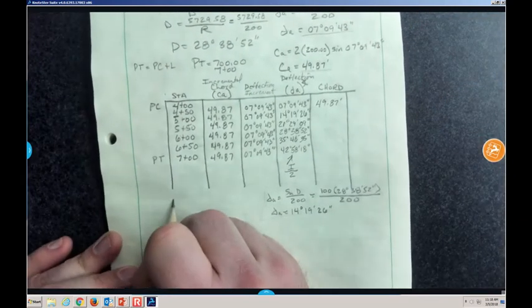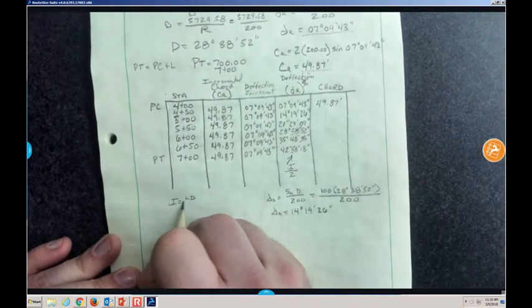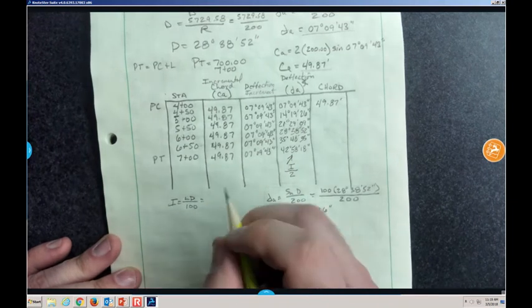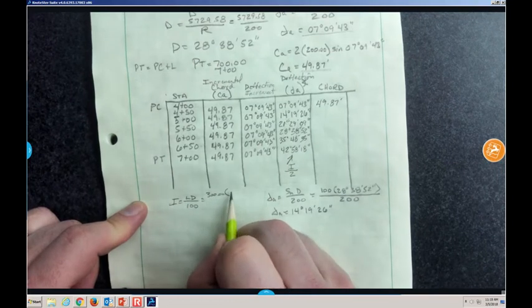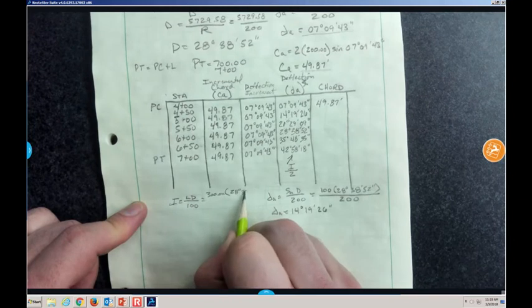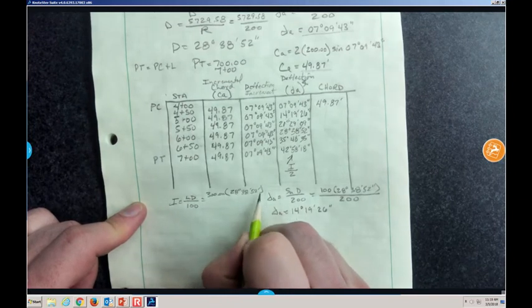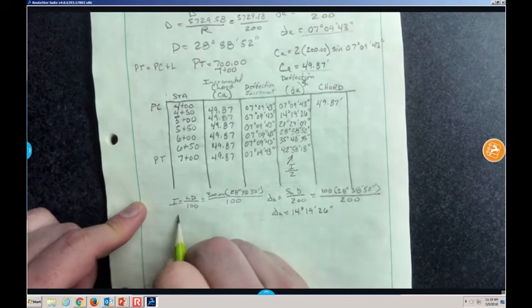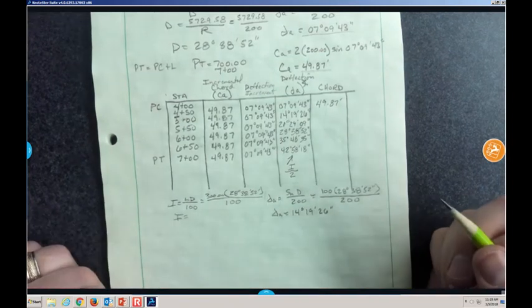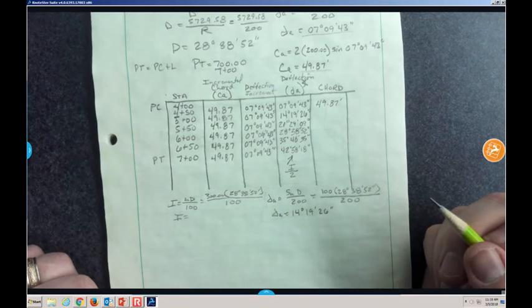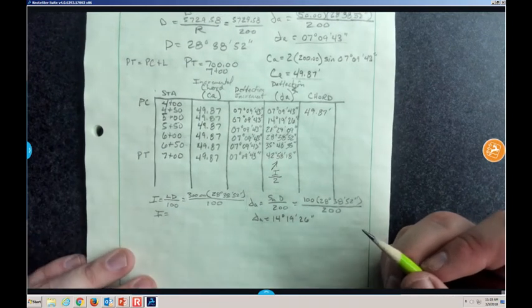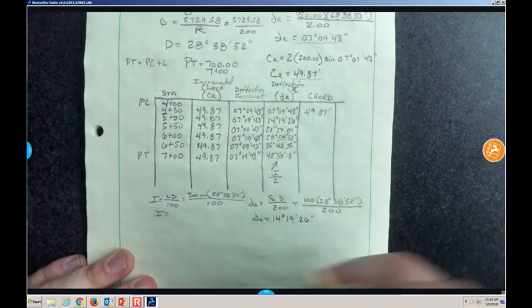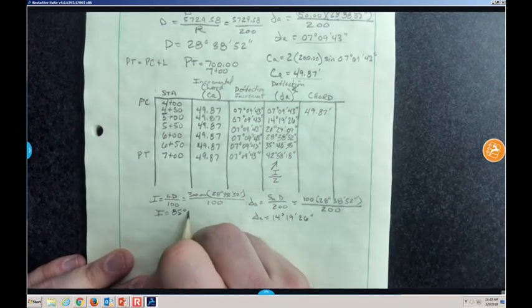So I is equal to LD over 100. So that would be L is 300 and D was 28 degrees, 38 minutes, 52 seconds, divided by 100. So I equals what? This is just a check. 85 degrees, 56 minutes, 36 seconds.